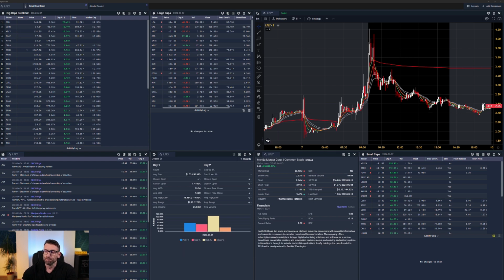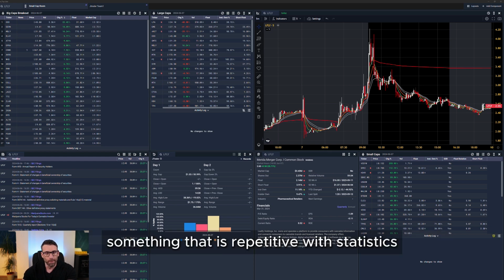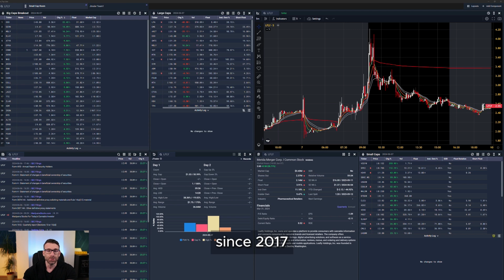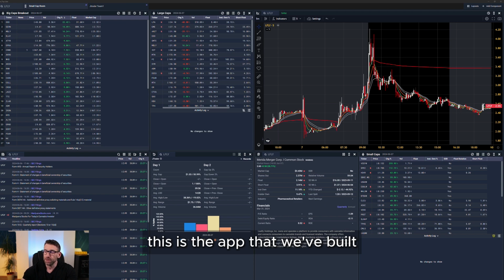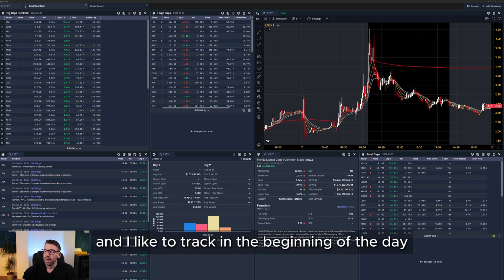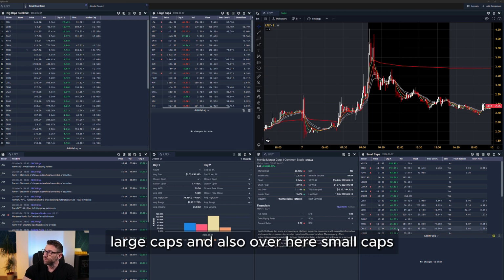And we've been tracking these setups based on a playbook, right? So something that is repetitive with statistics since 2017. So here you see JTrader, for example. This is the app that we've built. And I like to track in the beginning of the day both, as you can see, mid caps, big caps, in this case, breakouts, large caps, and also over here, small caps.